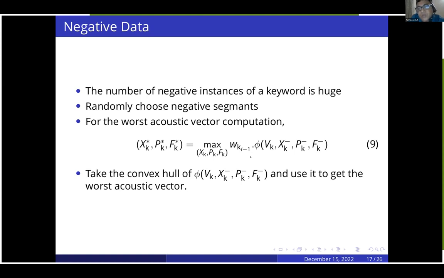That point will be one of the extremal points in the convex hull. So you don't actually need to take the dot product with respect to all the negative data. We can take the dot product of this w_k^(i-1) with only the extremal points in the convex hull.